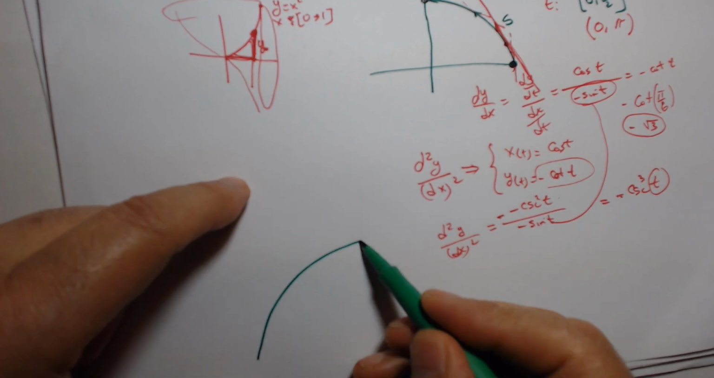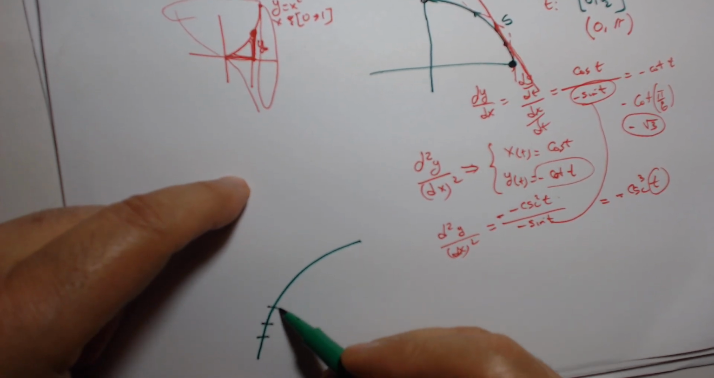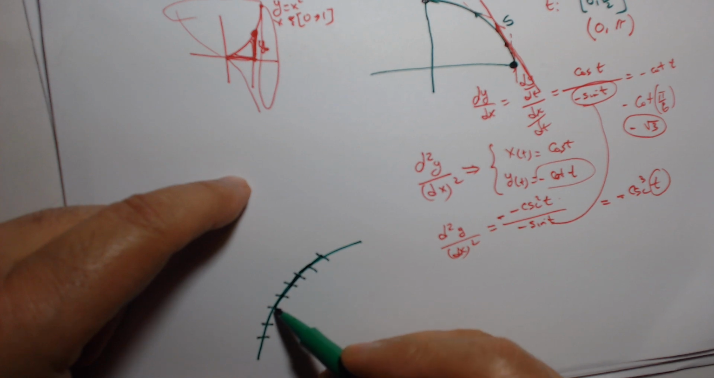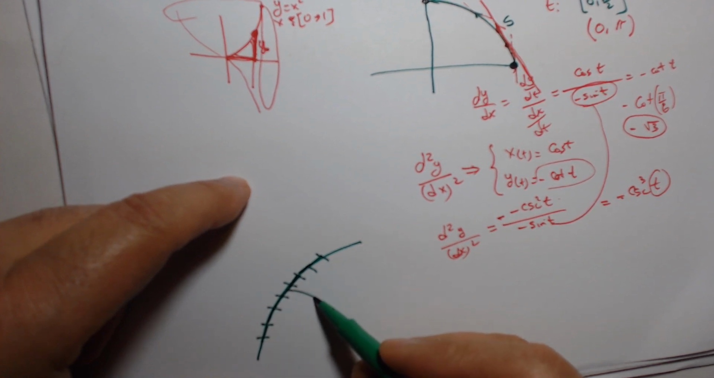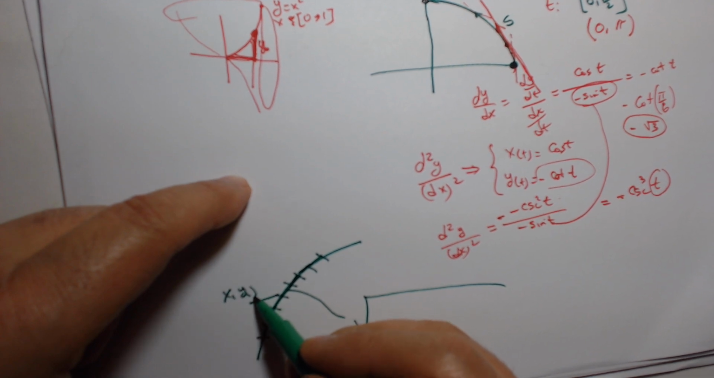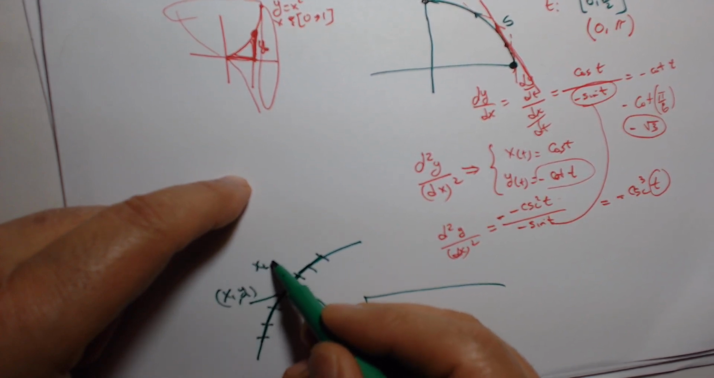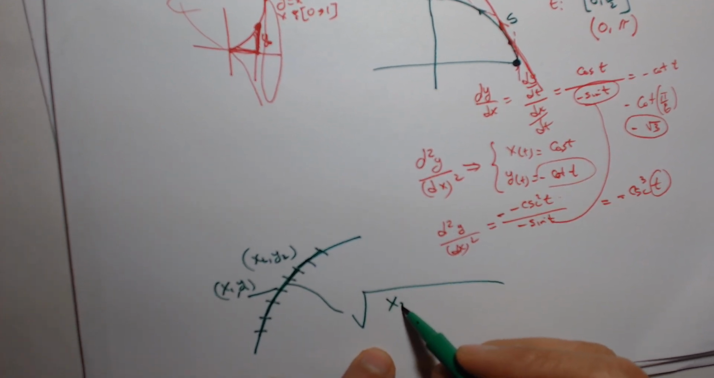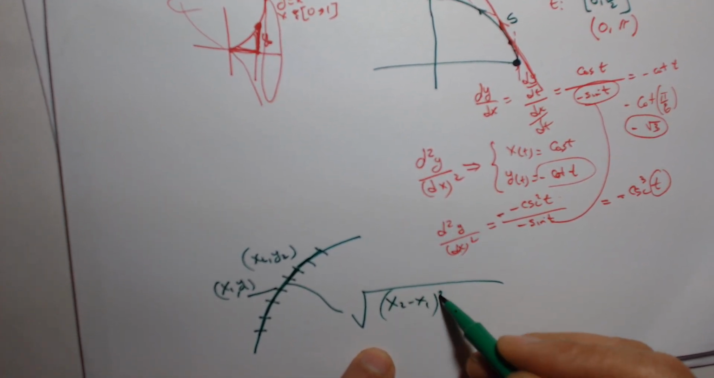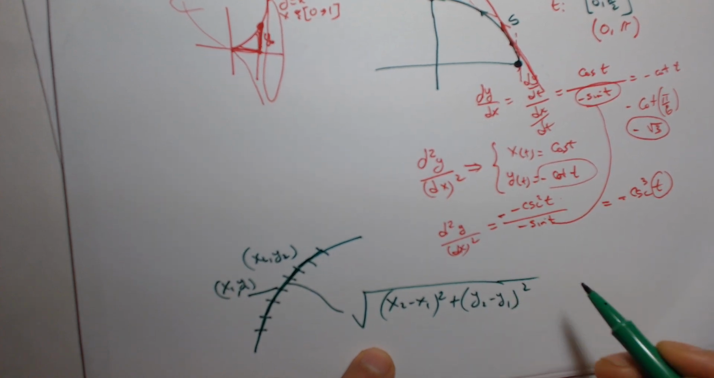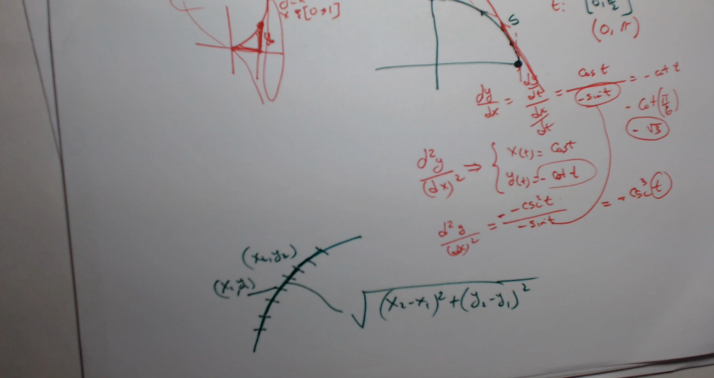Remember, the arc length is composed of infinitely many line segments. If all these line segments have the same length, all you have to do is find the length of one of them. This one is x1, y1, and this one is x2, y2. The distance between two points is the square root of x2 minus x1 squared plus y2 minus y1 squared. That's the length of one line segment.